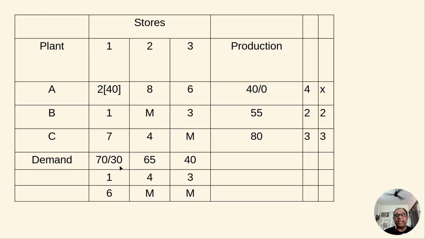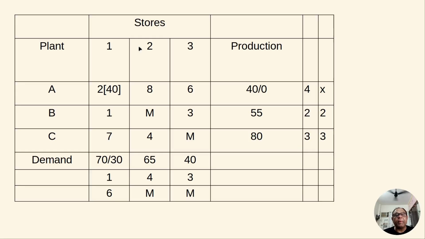Now we recalculate the penalties. The idea of calculating the penalties is once again the same, but I'll still explain it. Since we have given all the production from plant A to store number 1, we can no longer allocate from it. So the penalties are not calculated for row number 1. So we put an X here. The penalty for row number 2 is 3 minus 1. And the penalty for row number C, or row number 3, is 7 minus 4, that is 3.